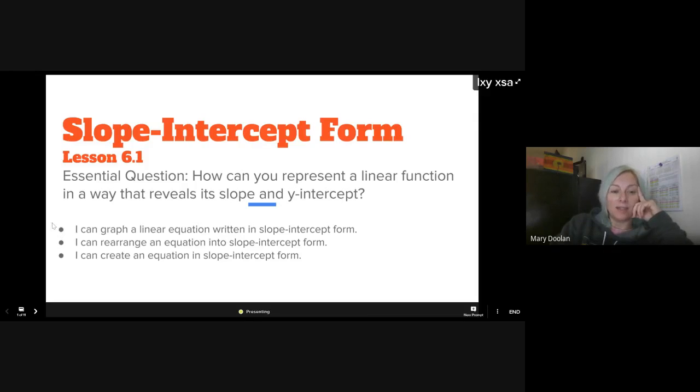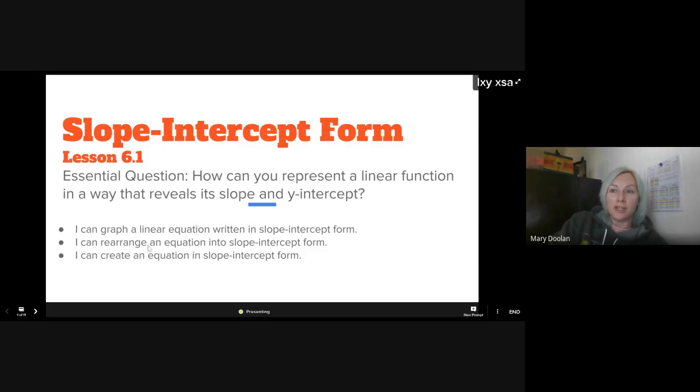I can graph a linear equation written in slope-intercept form. You should be able to do that. Okay, and we're going to cover it so we know how to do that. This is something you learned in 8th grade. Okay, but we're going to remember how to do that.